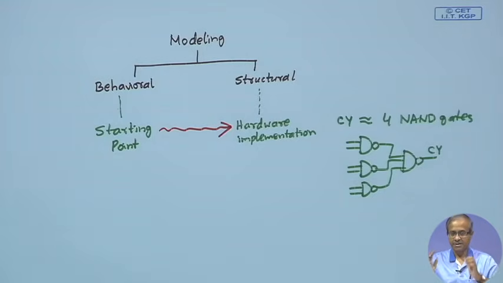So, the normal design process is that we start with a behavioral description. Now, our total description may consist of one or maybe multiple modules. Let us say one. We systematically try to convert them into structural descriptions. There can be several steps.